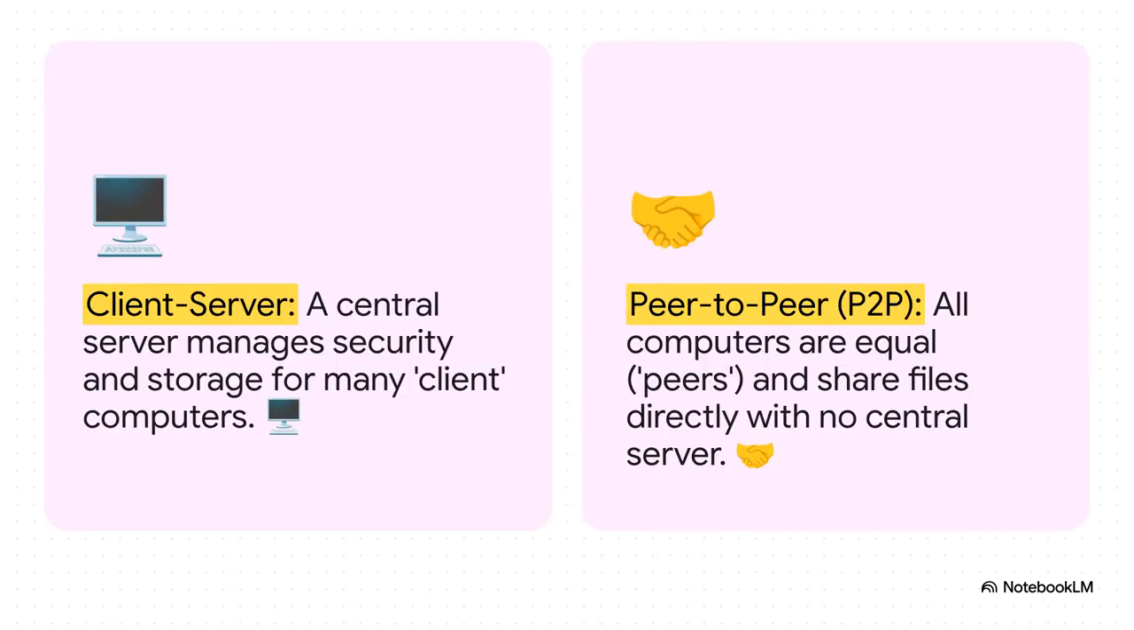Now let's talk about structure. In a client-server network, just picture a library. There's a central server, that's like the librarian, who holds all the information. You, the client, have to go ask the librarian for what you need. But in a peer-to-peer network, it's more like a book club. Everyone is equal, and you all share information directly with each other. There's no single librarian in charge.